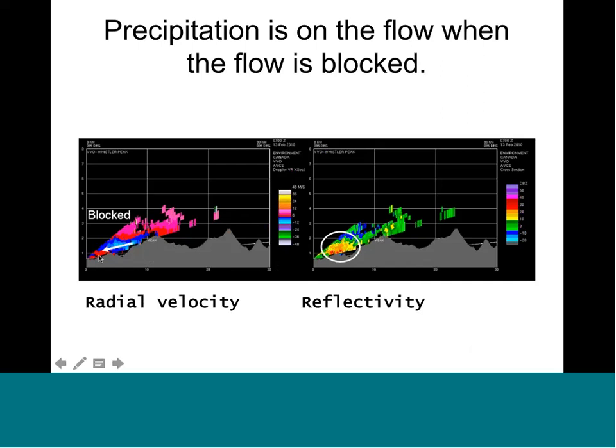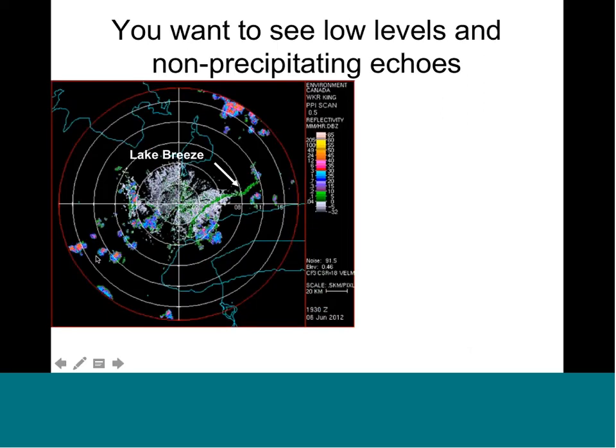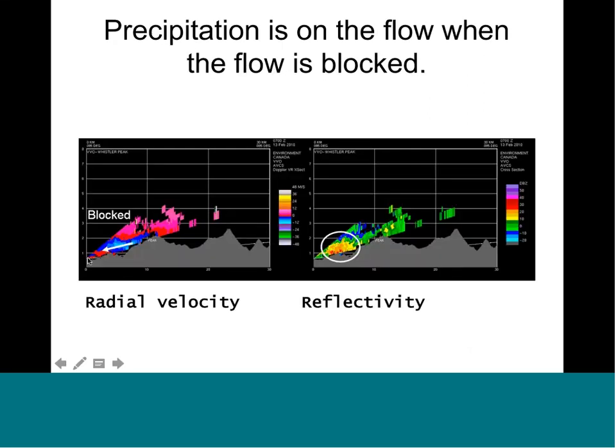But the message is that if we put a radar on top of the mountain, like if we were putting it up on this peak, or this peak, our radar beam would be like that, and we'd miss where all the precipitation is. A radar is located here, and this is the radial velocity picture pointing at the mountain. And here's the reflectivity picture pointed at the mountain.